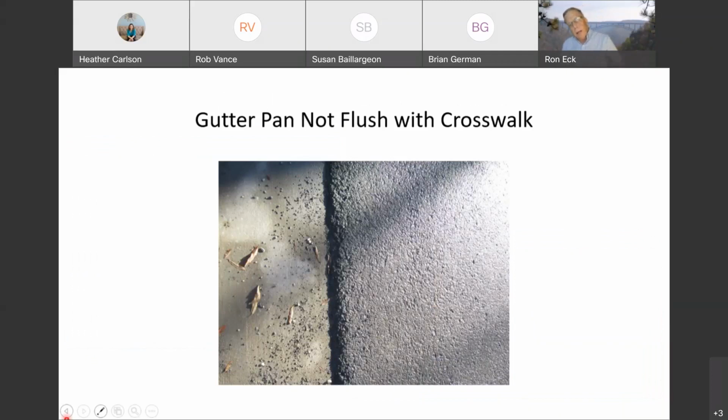The other problem is the gutter pan is not flush with the crosswalk. So here the curb ramp is actually to the left, which you can't see. This is the gutter pan, and it looks like the street has been resurfaced, but there's a lip of asphalt here, nearly vertical, that exceeds 1/4 inch. And so that becomes a barrier or obstacle to the mobility impaired. So we need to pay attention to that joint or seam, that interface as well.